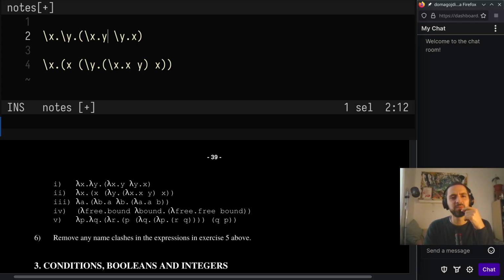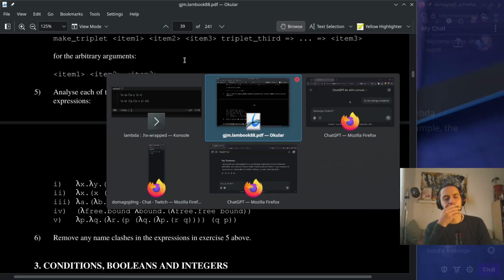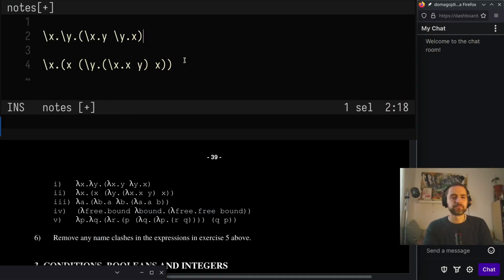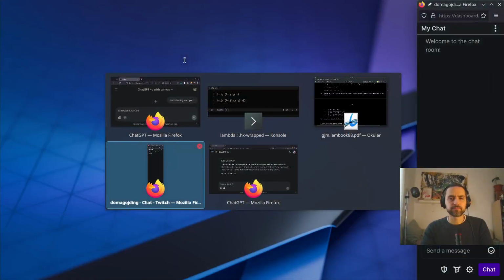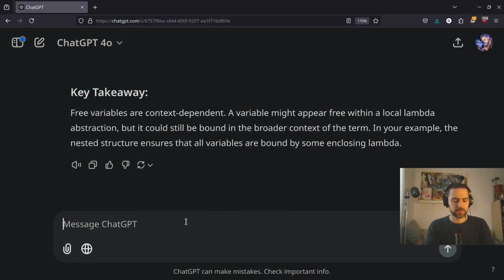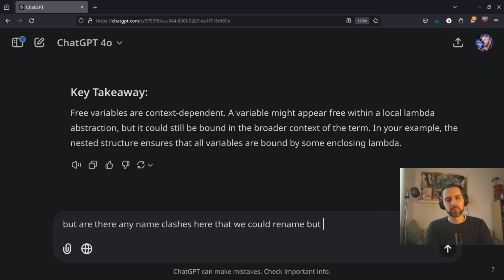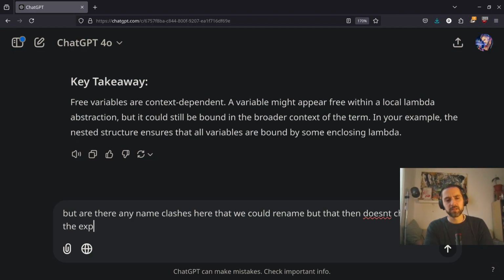Are there any name clashes here? But are there any name clashes here that we could rename? But that doesn't change the expression.